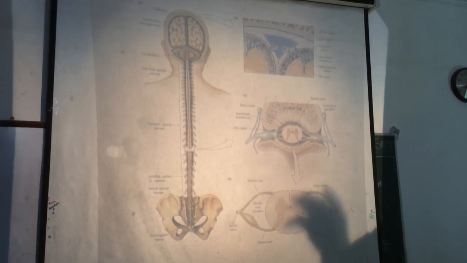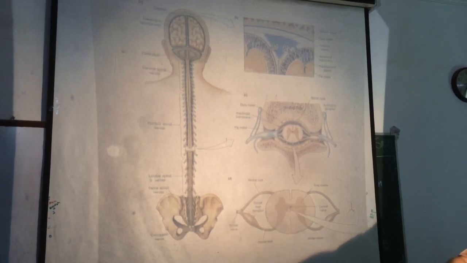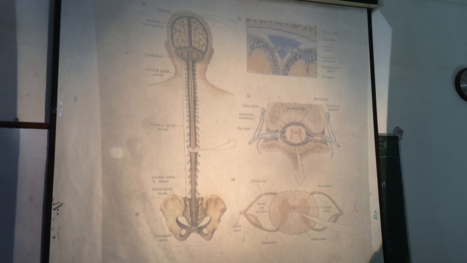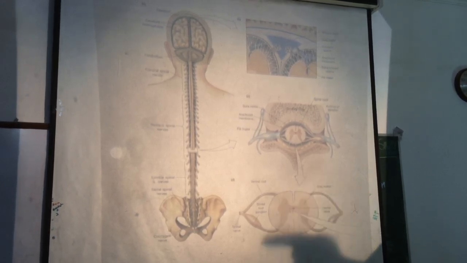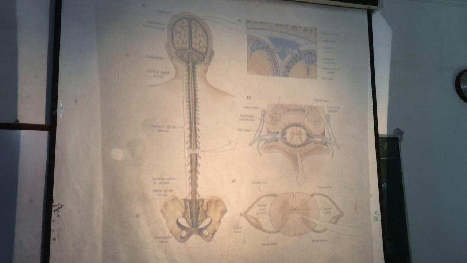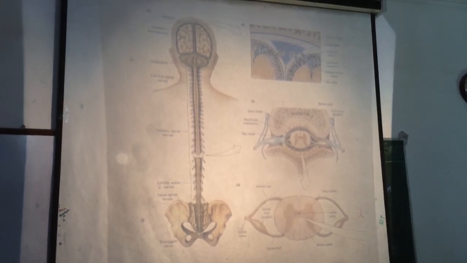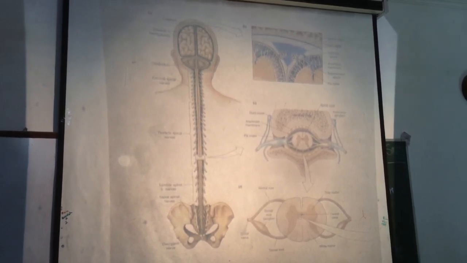Second thoracic nerve comes out at the lower border of the second thoracic vertebra. Similarly, first lumbar nerve comes out at the lower border of the first lumbar vertebra, and so on. But there are 8 cervical nerves and there are 7 cervical vertebrae.